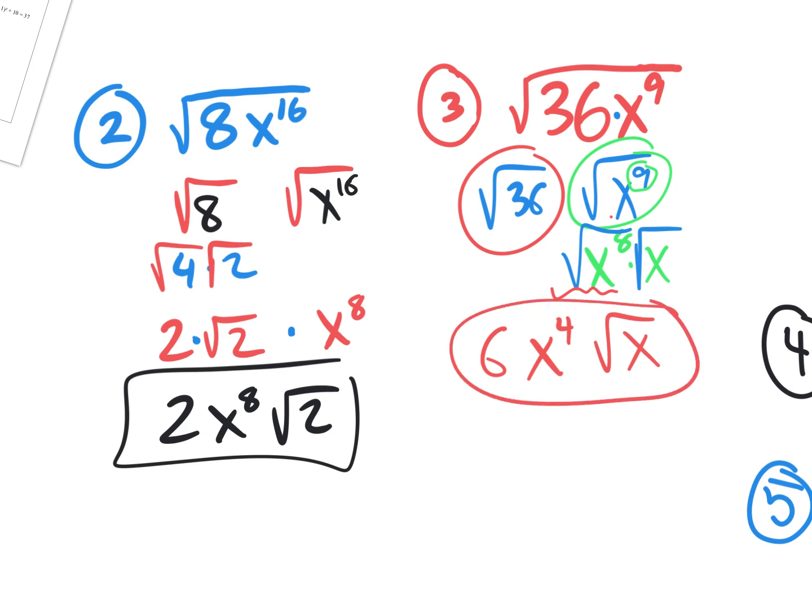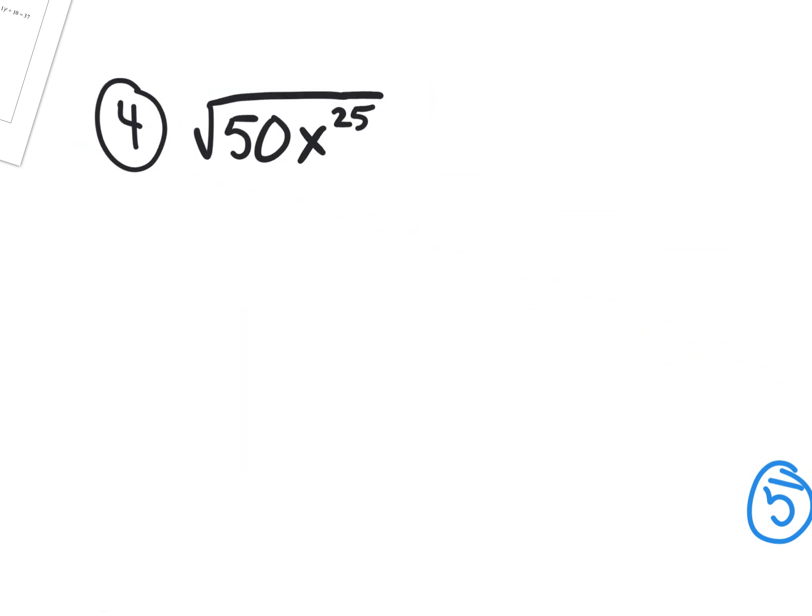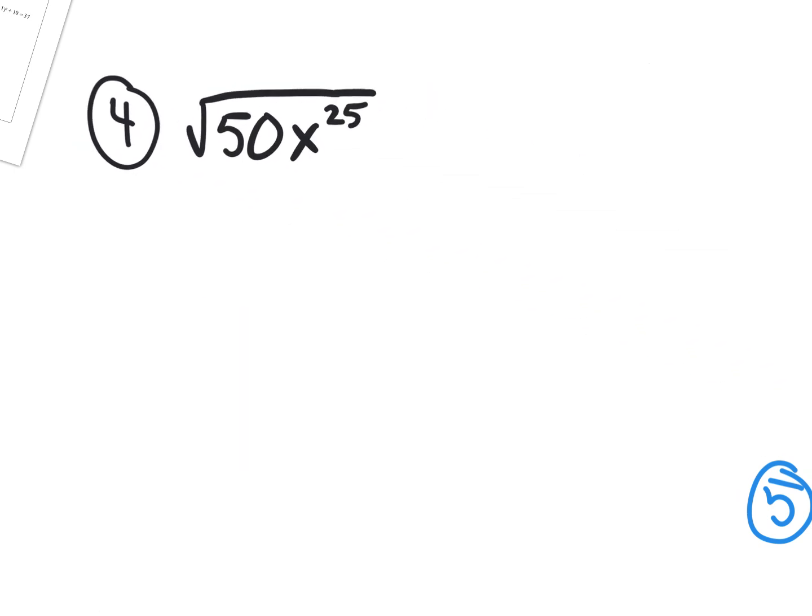So let's get rid of these guys and move on to number 4. Write that down, square root of 50 times x to the 25th. So what am I going to do? Split the root, right? So you're going to say the square root of 50 and the square root of x to the 25th. It's like simplifying two separate problems, and then you worry about organizing it at the end.